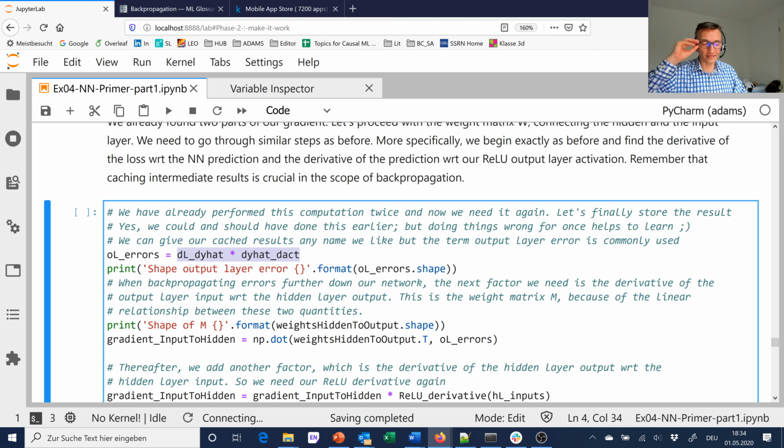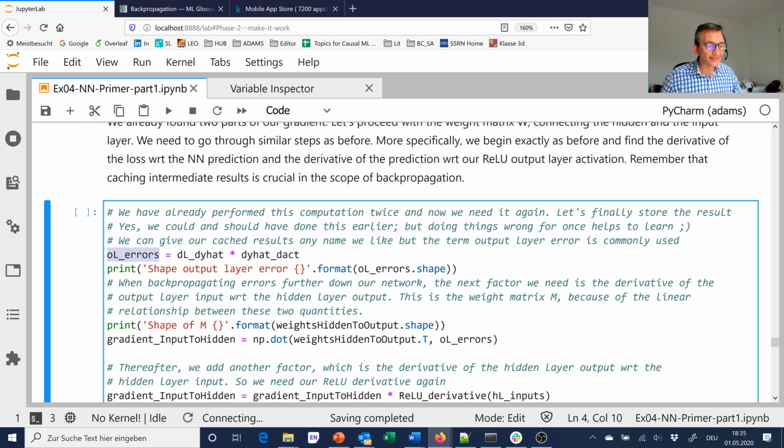And now we realize our example was not efficient. We should have stored the result of that computation much earlier. We have already employed that result twice. In both of the previous two partial derivatives, we used that product, this factor. And now we need it again. And in fact, you would need that again if you had more layers. There are these recurrent factors and you need to cache them.